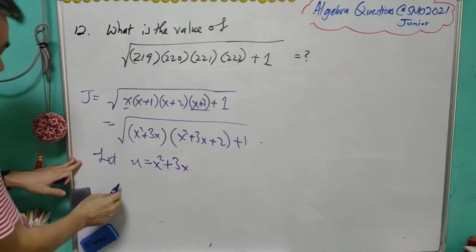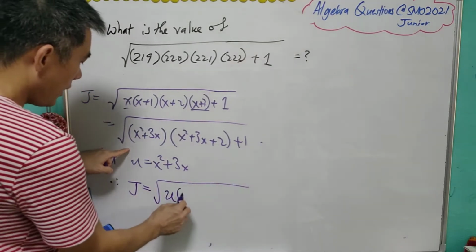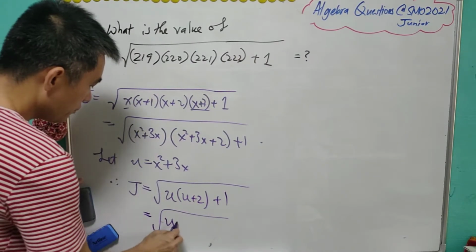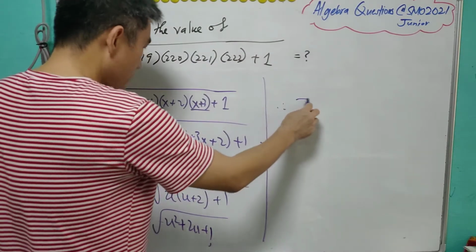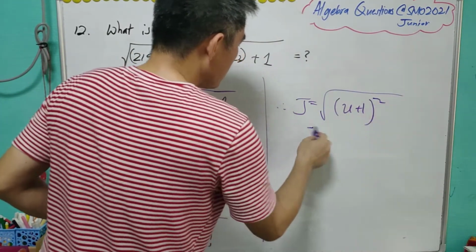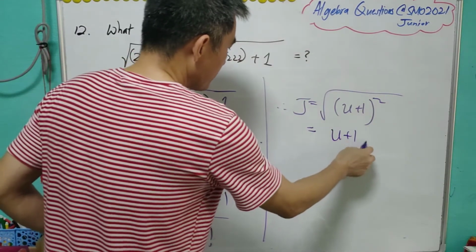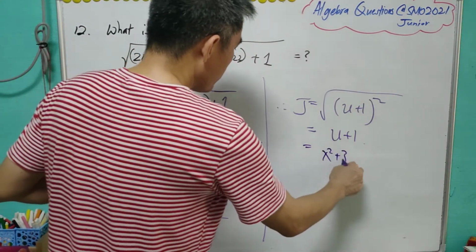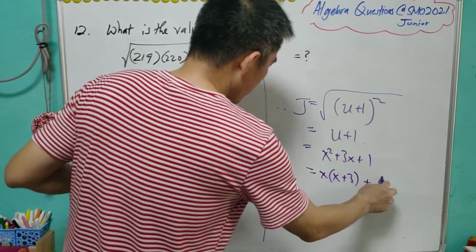Say this is j. So j will equal the square root of u times u plus 2, plus 1. And this is equal to u squared plus 2u plus 1. And therefore, j equals the square root of u plus 1 squared. Now, if u is positive, then this will be just u plus 1. And u is equal to x squared plus 3x, so that is x plus 3 plus 1.